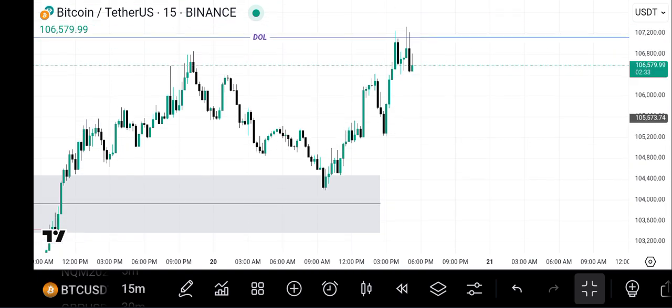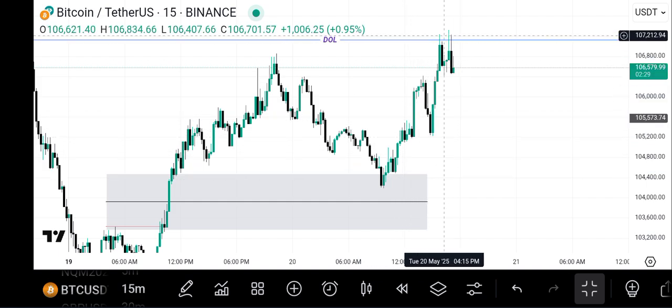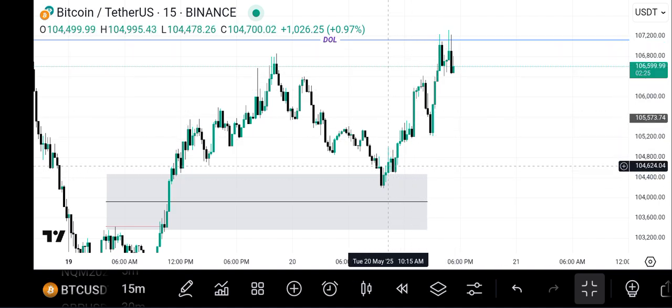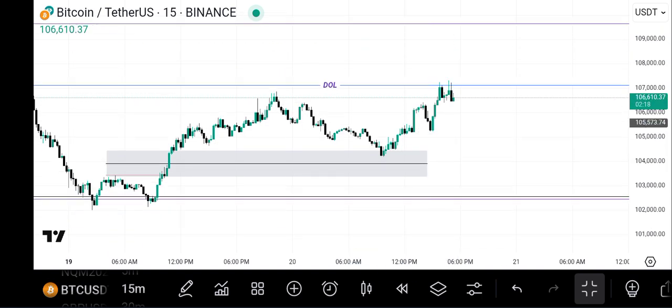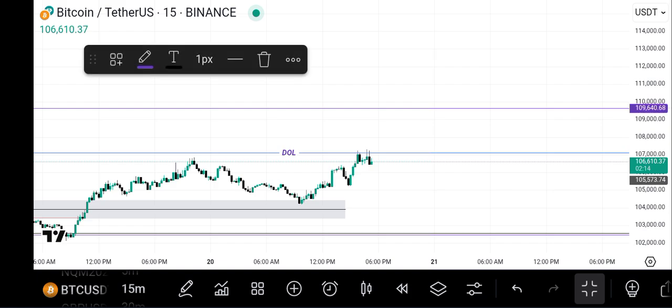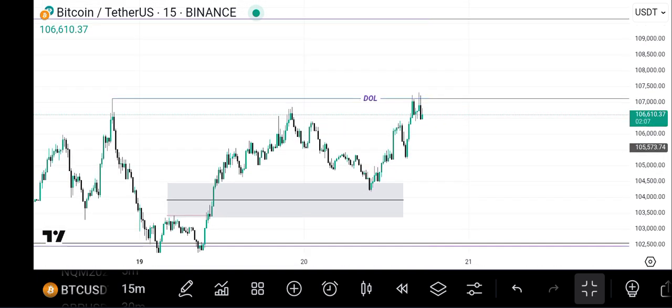Now look at what price has done. Price has pushed higher into that draw on liquidity. However, I will still show us what we can do here to anticipate price push to that level. But for me, my higher time frame draw on liquidity is this 109,640.68 level. That's why I'm anticipating that price push high in the weekly time frame.